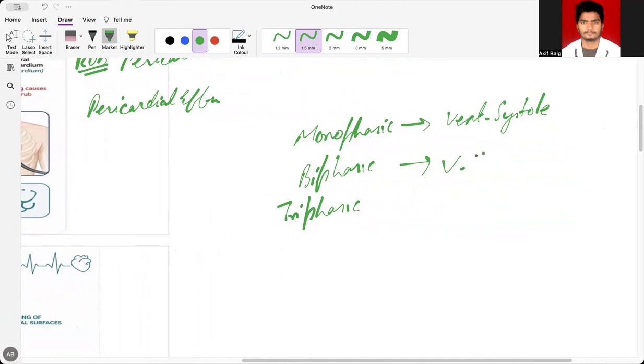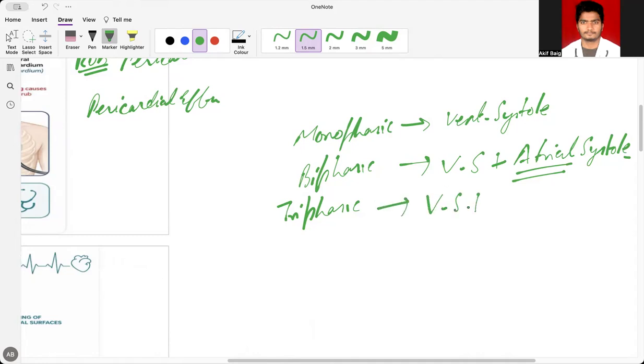Biphasic is ventricular systole plus atrial systole. Atrial systole is during the diastolic phase, when the atrium is contracting; that phase is called atrial systole, and that is called biphasic. And triphasic means ventricular systolic phase plus atrial systolic phase plus early rapid filling.